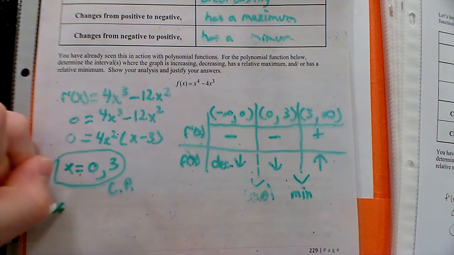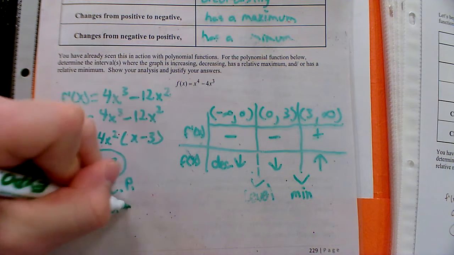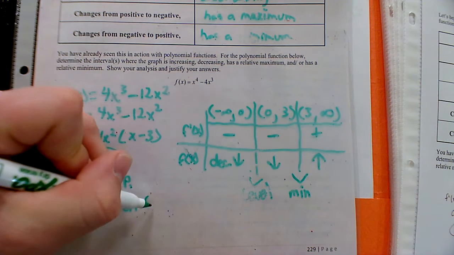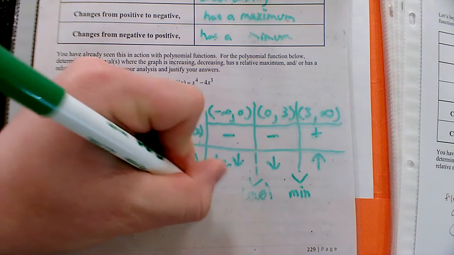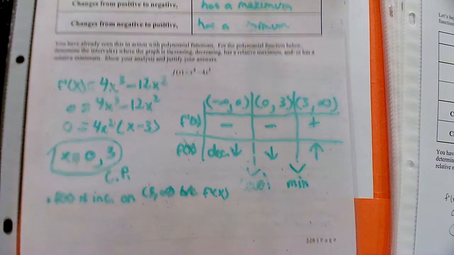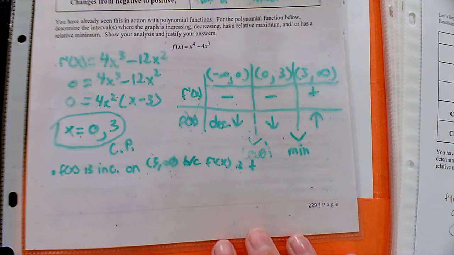We know that f of x is increasing on what interval? What interval is f of x increasing? 3 to infinity. Because f prime of x is what? Yes. F prime of x is positive.